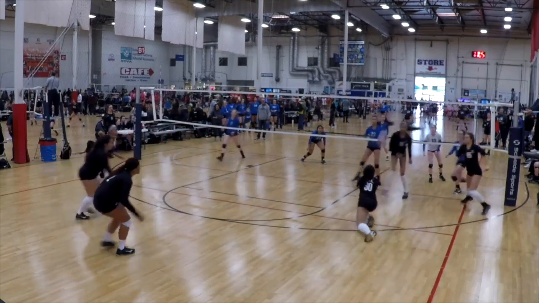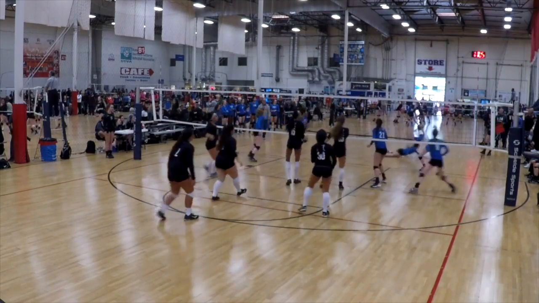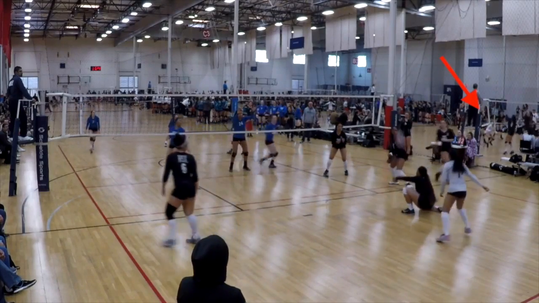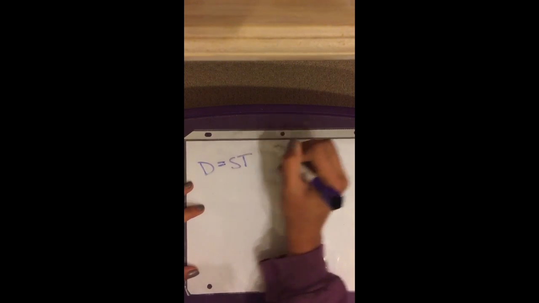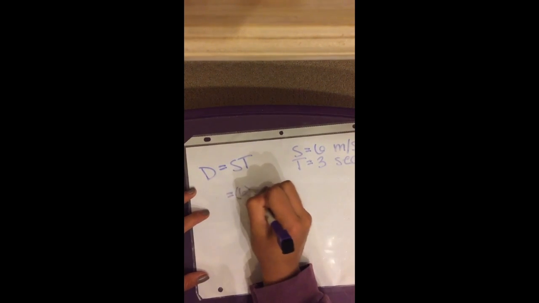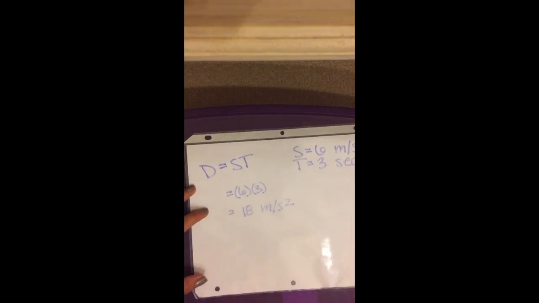To find the displacement of the ball traveled from the time it is hit to the time it hits the floor, one would take the speed and the time it took the ball to travel to its destination and multiply them. To find the distance the ball was going, you multiply the speed times the time. For this example, the speed was 6 and the time was 3. Multiplying them together would make 18 for the distance.